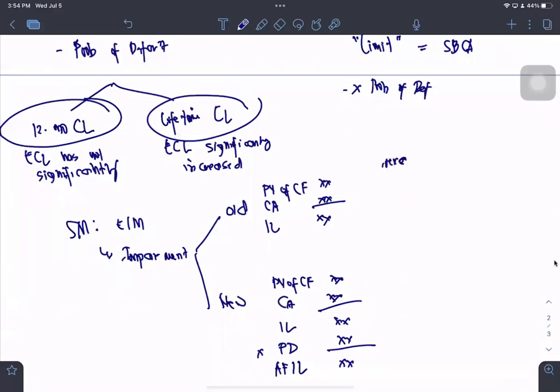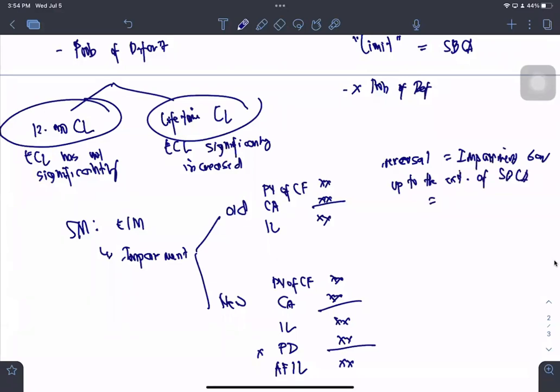As to your reversal, we call this reversal an impairment gain. Under your old one, your reversal is up to the extent of the should-be carrying amount, which is your limit as to your reversal. However, under the new standard, there is no limit of impairment gain, and this will be presented in your profit or loss. That's it for your loans receivable.